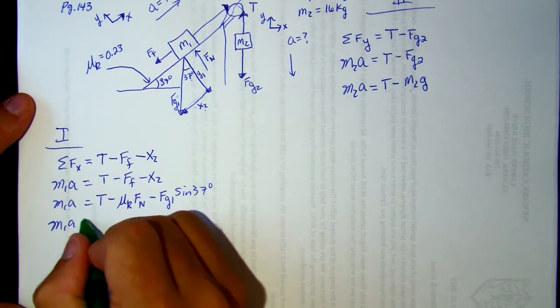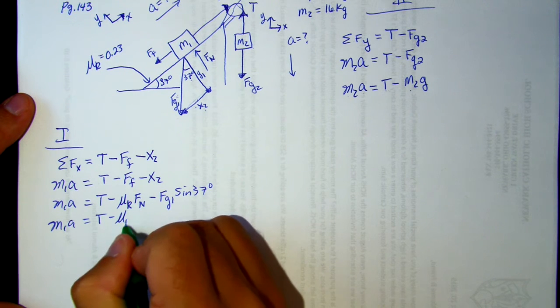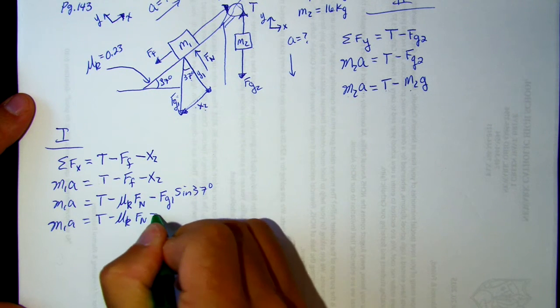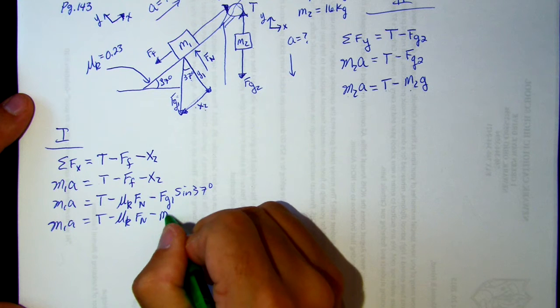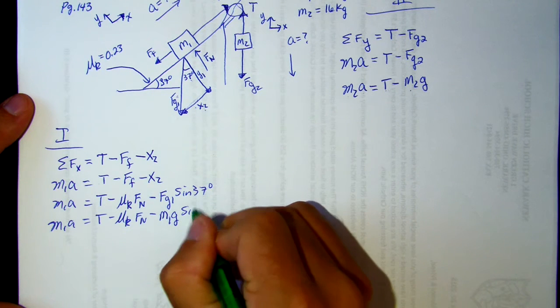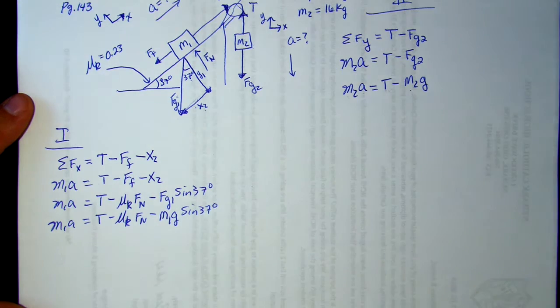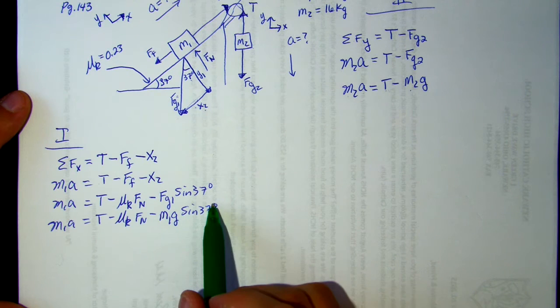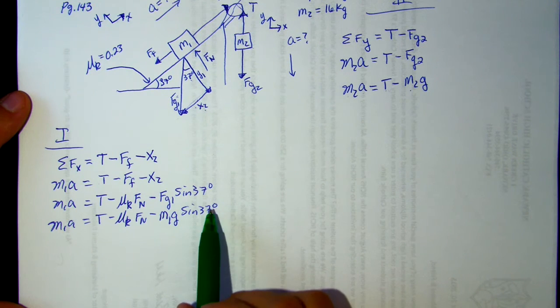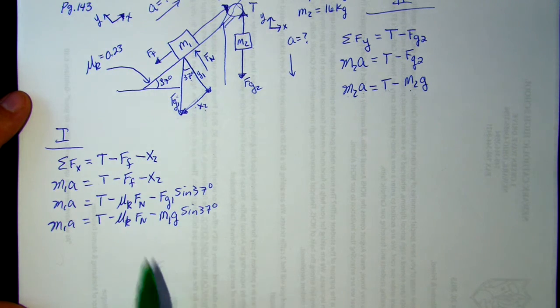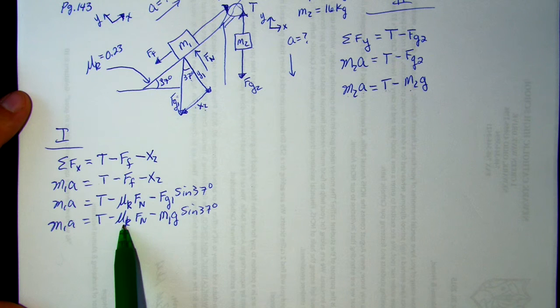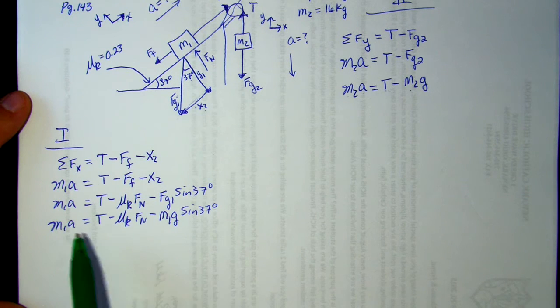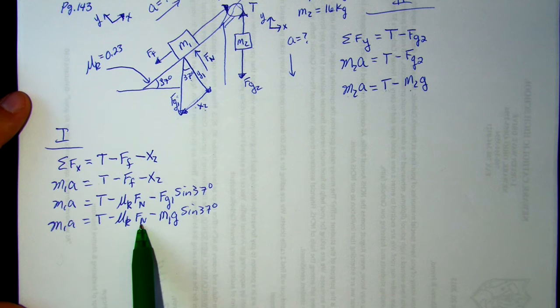And then Fg1 is actually m1g sine of 37 degrees. I know g, sine 37 is just a number. We know m1. We know mu k. We know m1. We're looking for a. I don't know t, and I don't know Fn.